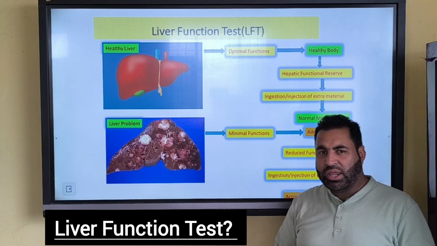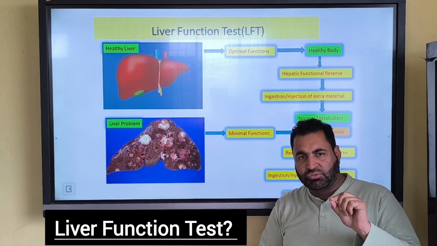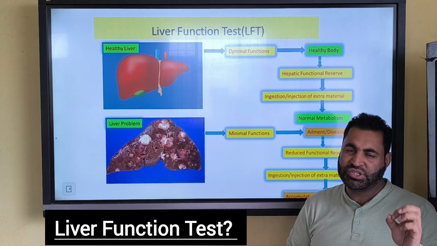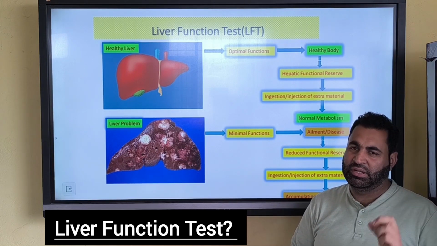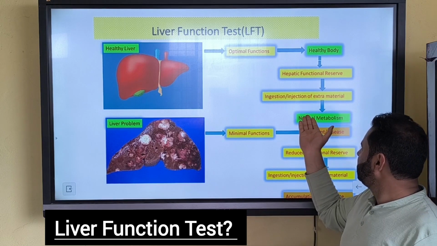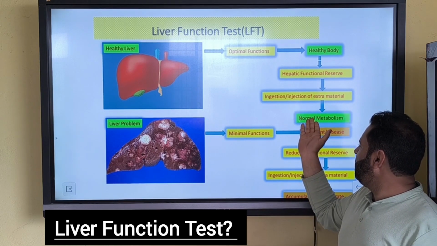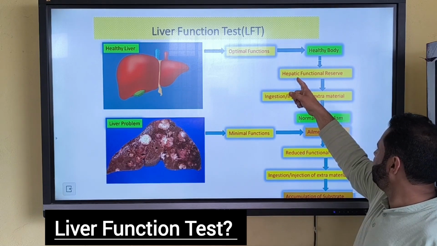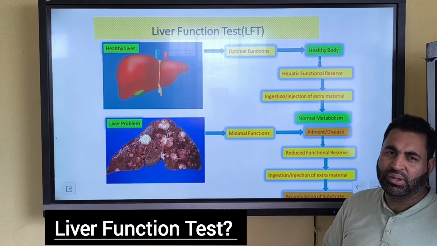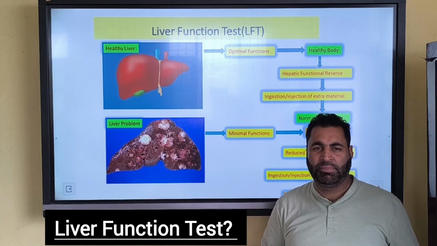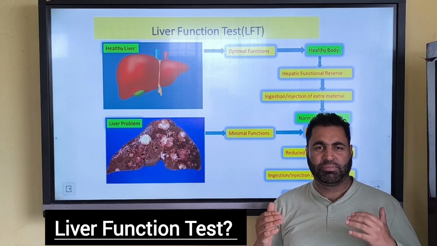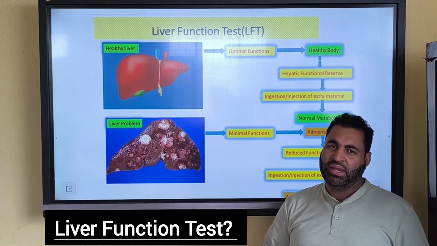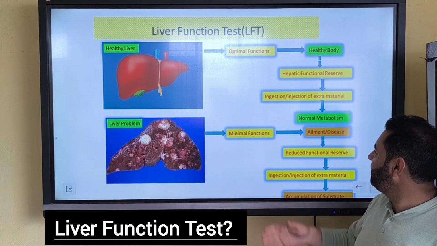Okay. So if in that person we ingest or inject some extra material which is to be detoxified by the liver, that extra compound will also be normally metabolized by the liver because it has hepatic function reserve. Every parenchymal cell, parenchymal tissue of the liver is functioning properly. So if there is any extra thing, that will be excreted, that will be detoxified very nicely.